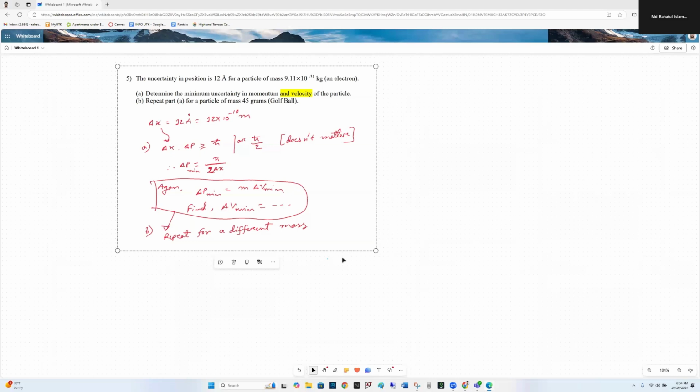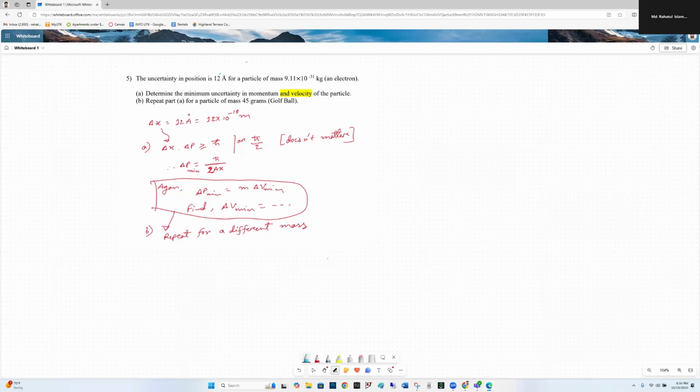So let's start problem 5. Okay, so the question is the uncertainty in position is 12 angstroms. I mean, this is delta x, uncertainty in position. For a particle, the mass m is given. So the first question is determine the minimum uncertainty in momentum and velocity of the particle.